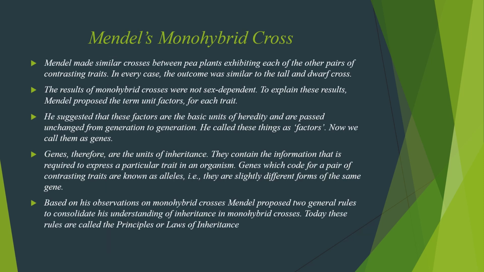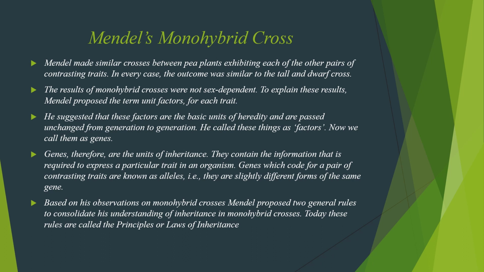Mendel made similar crosses between pea plants exhibiting each of the other pairs of contrasting traits. In every case, the outcome was similar to the tall and dwarf cross. The results of monohybrid crosses were not sex-dependent. To explain these results, Mendel proposed the term unit factors for each trait.